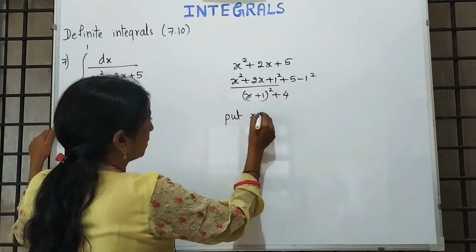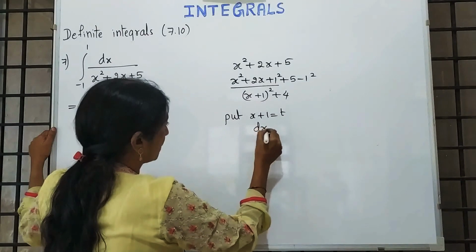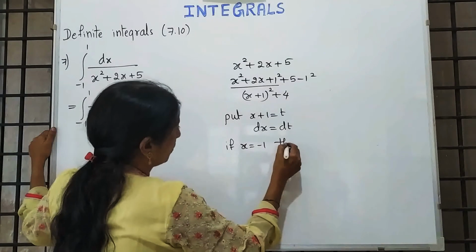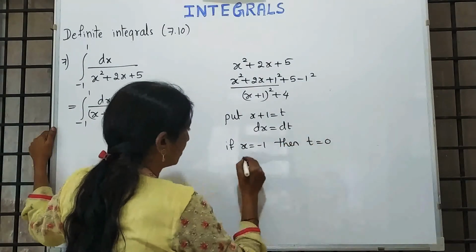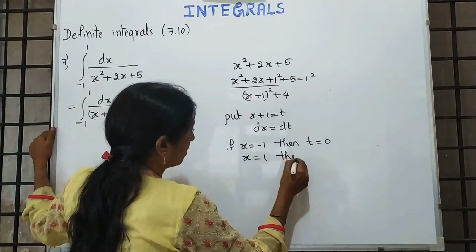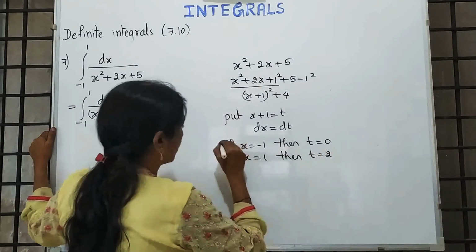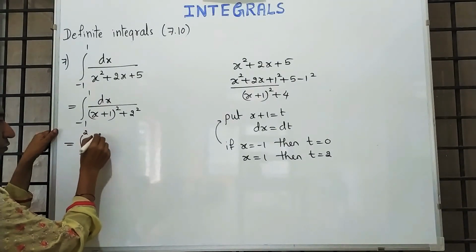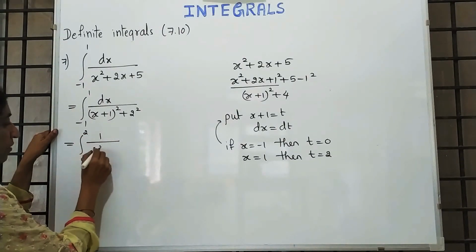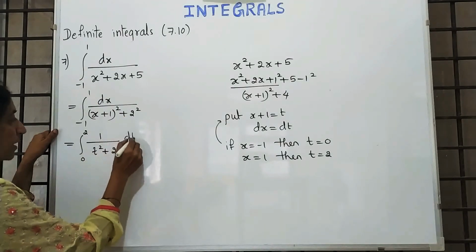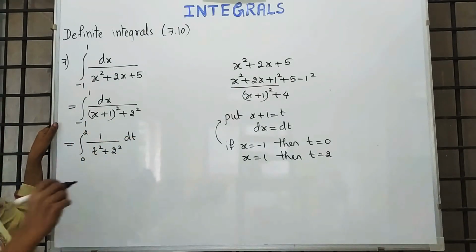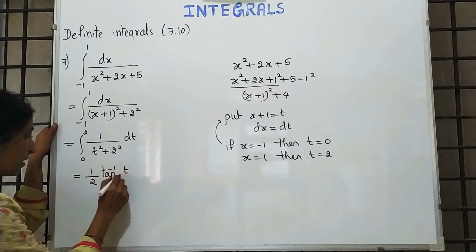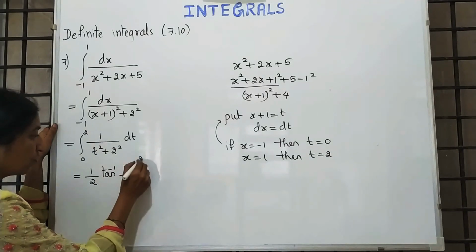Now put x plus 1 equal to t. dx is equal to dt. If x is minus 1, then t is equal to 0. If x is 1, then t is equal to 2. Here we are writing 0 to 2, 1 upon t square plus 2 square into dt. It is in the form of 1 upon a square plus x square. 1 by a tan inverse t by 2 from 0 to 2.